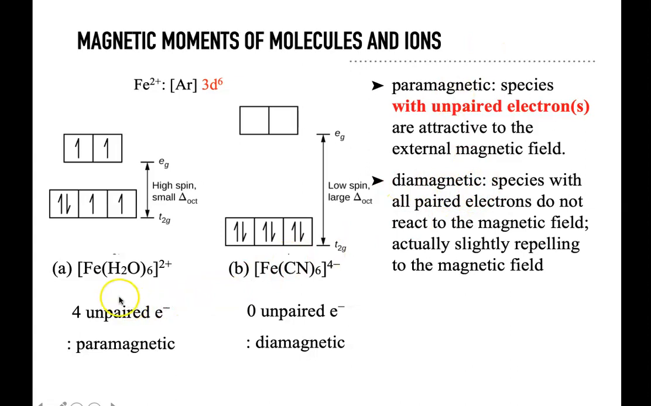So now let's look at these 2 cases. Hexa-aqua ion, this structure, we drew before. We have 4 unpaired electrons right there. So this one is strongly paramagnetic. This one is responsive to the external magnetic field. This one is attracted to the external magnetic field. But this one, hexacyanoferrate ion, has all paired electrons. So this one is diamagnetic, unresponsive to the external magnetic field, or slightly repelling to the external magnetic field.